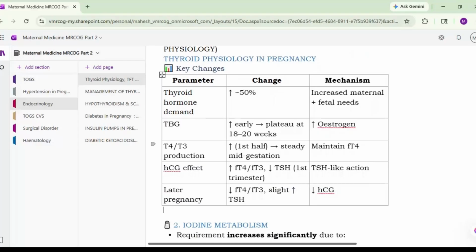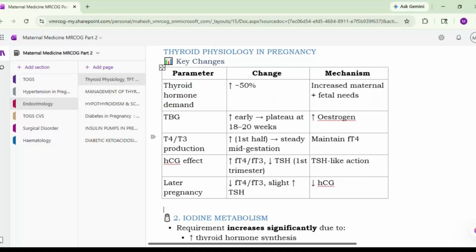Okay, so this is because of the increase in the TBG, which is happening early, and that gets stabilized by around 18 to 20 weeks of gestation. So simultaneously, it will be reflected that the T3, T4 production will be increased in the first half, and it will become steady in the mid gestation.